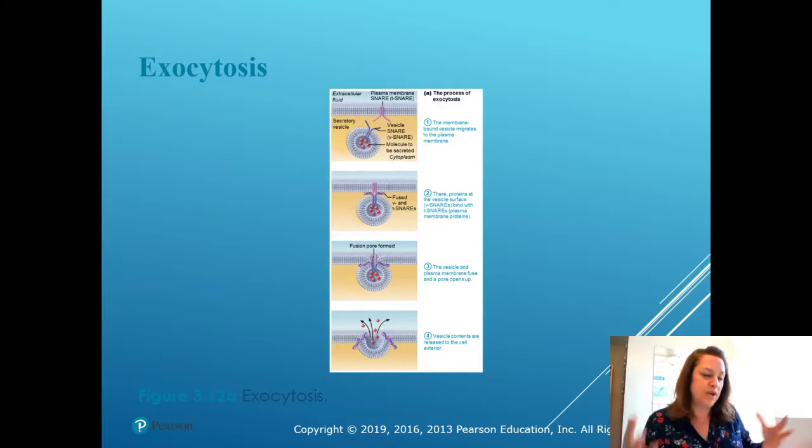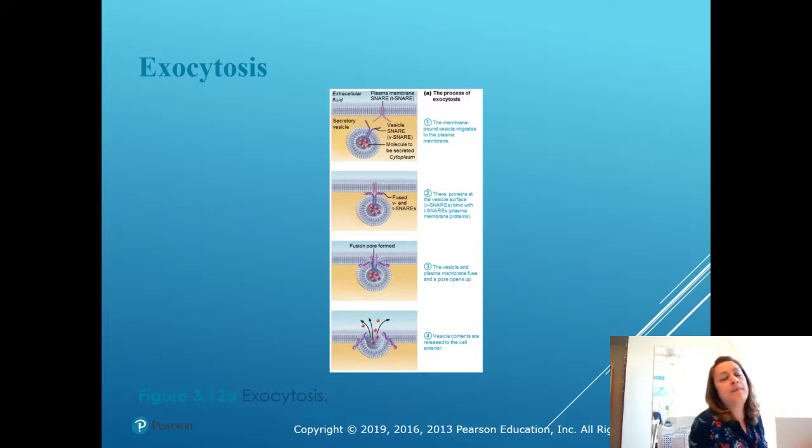All right, so that's pretty much the topics that you need to be focused on for Chapter 3, the plasma membrane, the structure, and the methods of getting things across the cell. See you in Chapter 4.